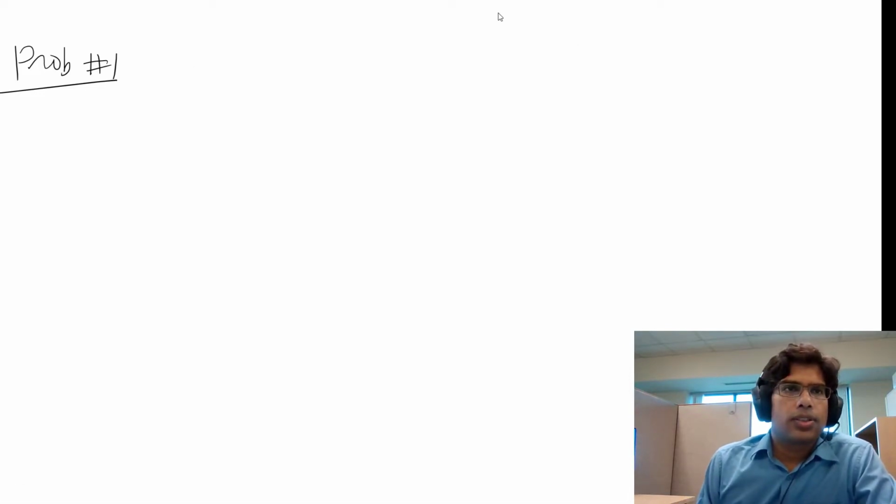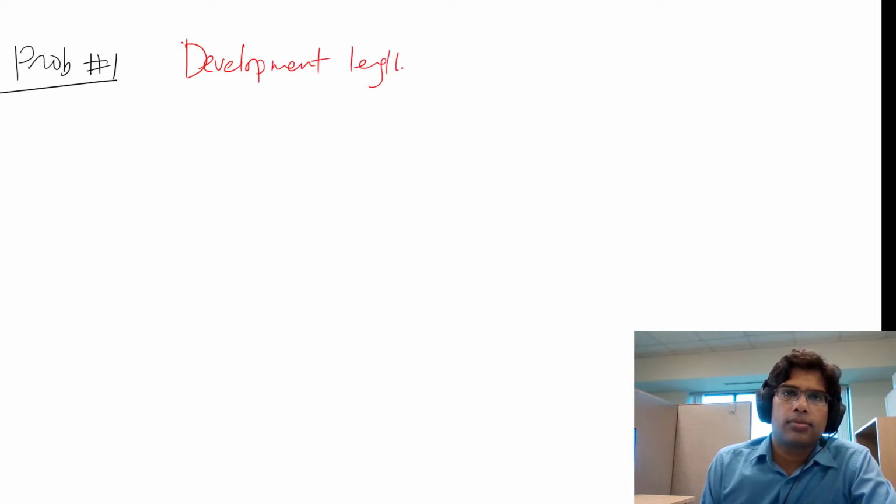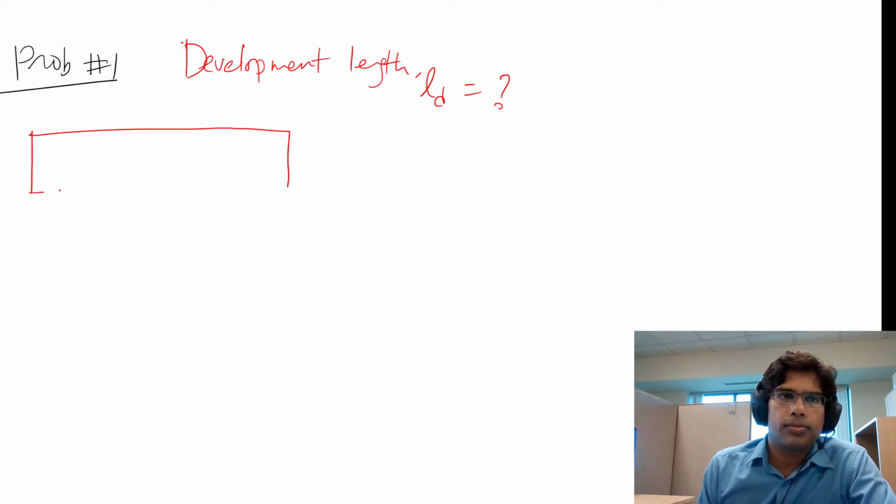So, problem one. What we are trying to solve is to calculate the development length, LD. There is a beam given. I can try to draw the beam. This is a beam, long section, a simply supported beam.